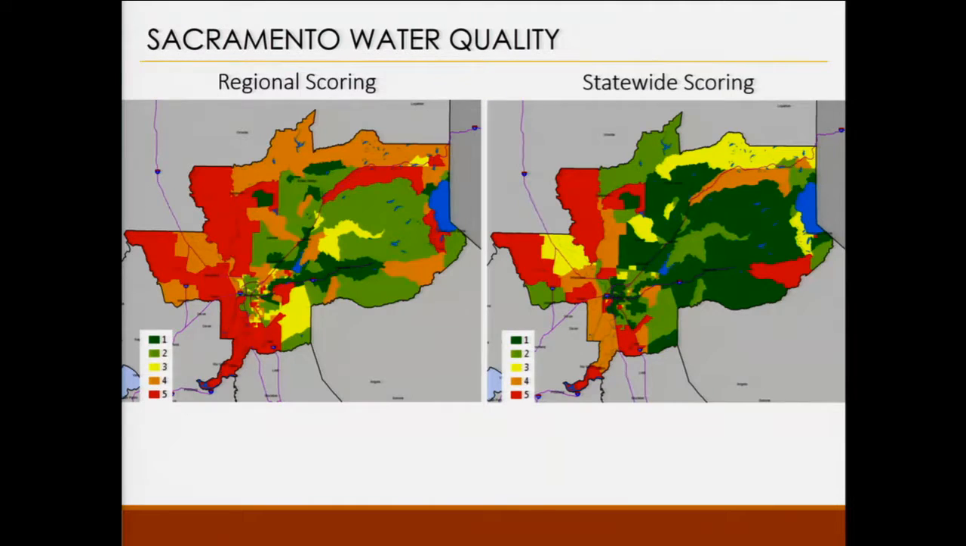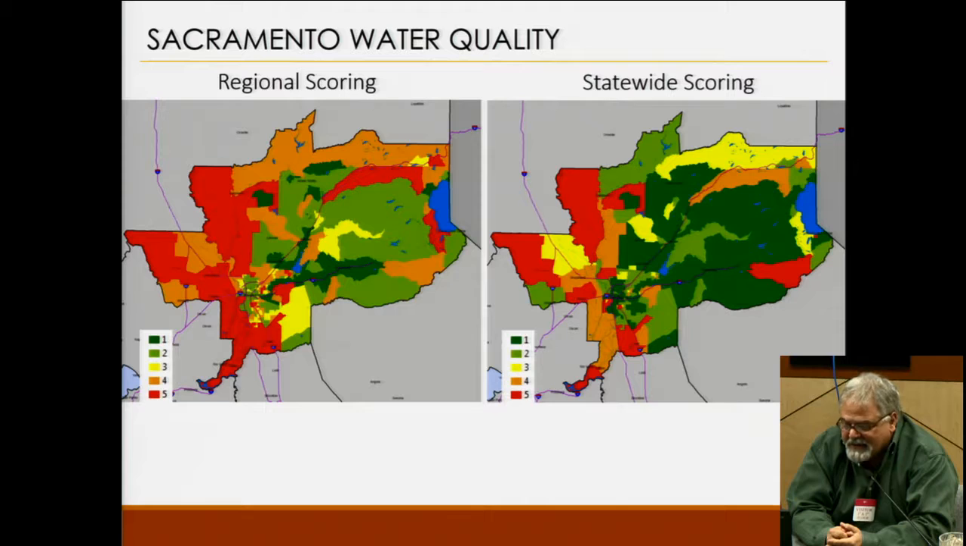And looking at one of those regions, here's Sacramento, you can see the variation there too. Notice that the urbanized area of Sacramento is relatively low in terms of its water quality score, which makes sense because that's where the best water quality system is.